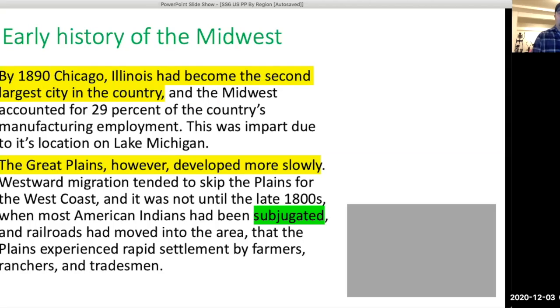By 1890, Chicago, Illinois had become the second largest city in the country, and the Midwest accounted for 29% of the country's manufacturing employment. Chicago, Illinois is located right off Lake Michigan. This is a major port for industry, importing and exporting of goods.